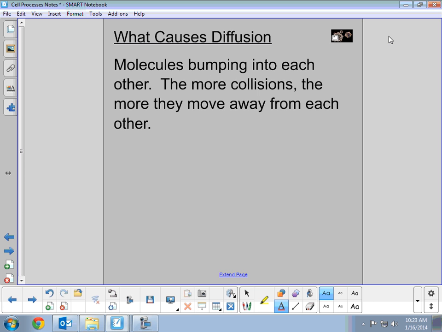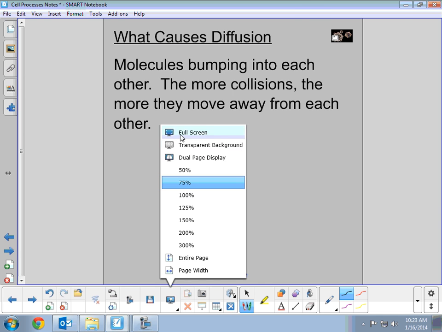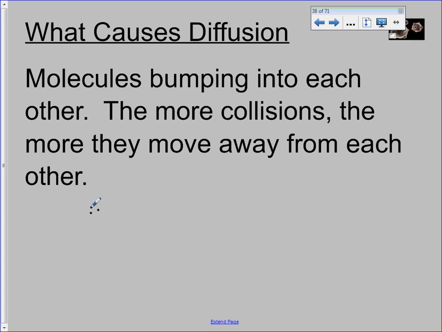Remember, if you have a very high concentration of molecules, and they're constantly moving, eventually they're going to start spreading out until equilibrium's reached. Because they bumped into each other. They're like, I don't want to be near you anymore. So that is why diffusion happens.